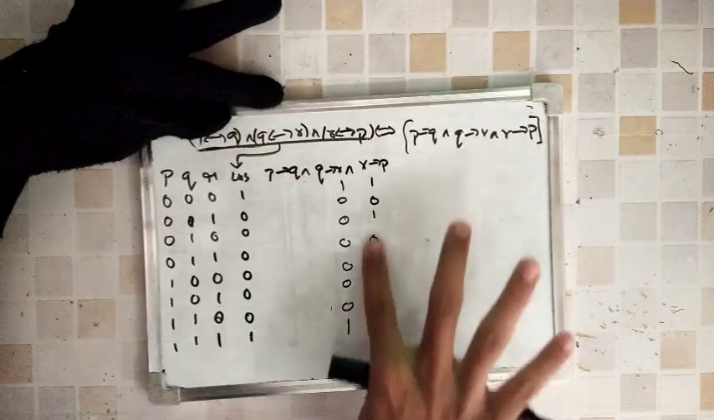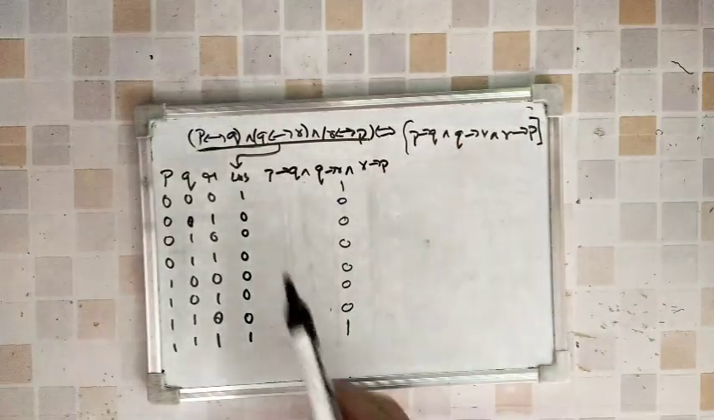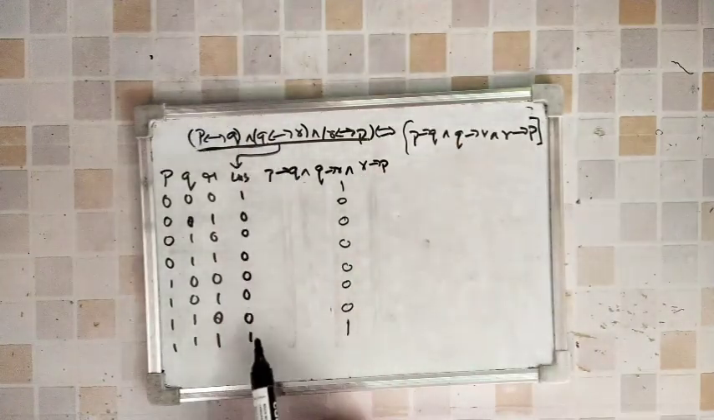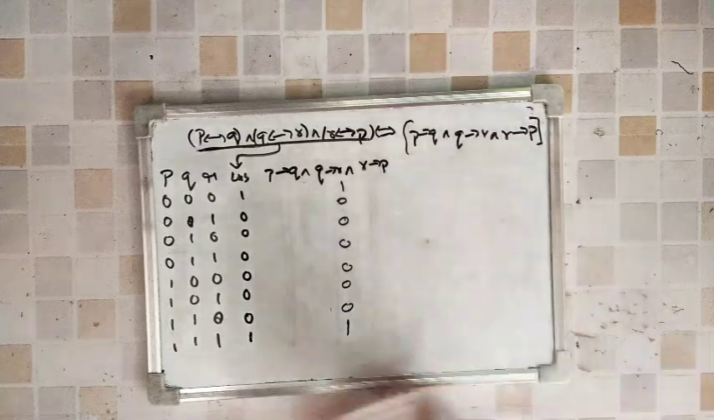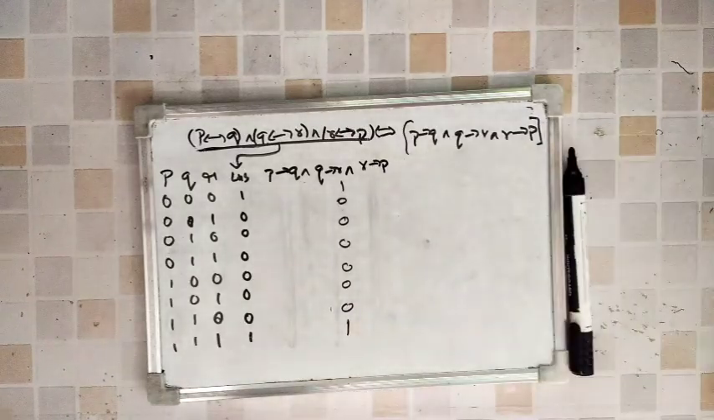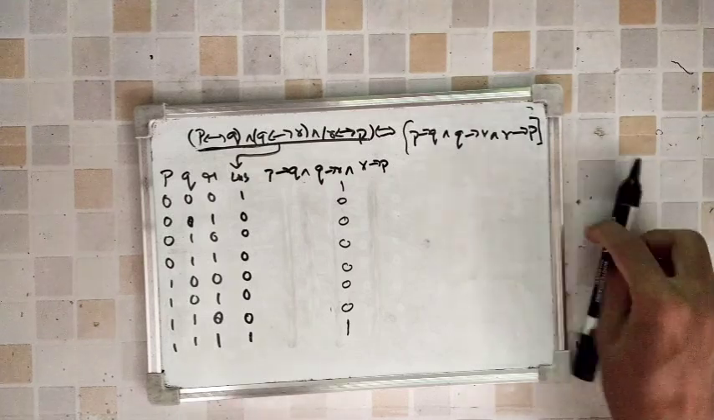You understood, right, what I did here? Now see here, only the first and last is 1, all are 0, first and last is 1, all are 0. So here we have proved that this is logically equivalent. Okay, let me move on to the second question.